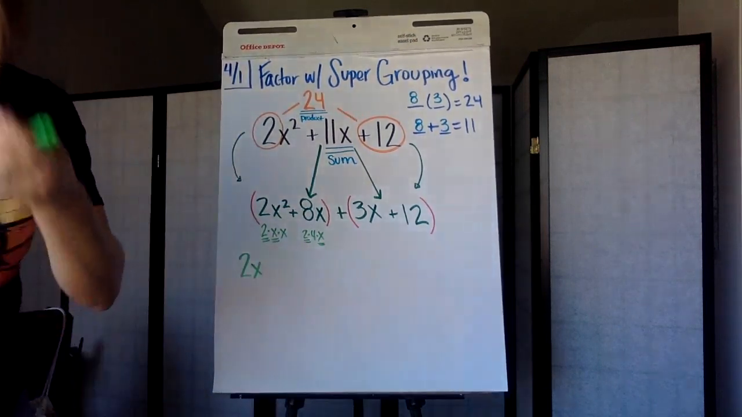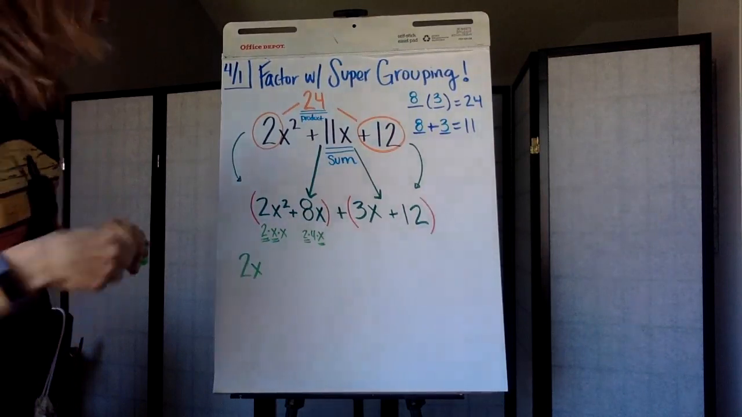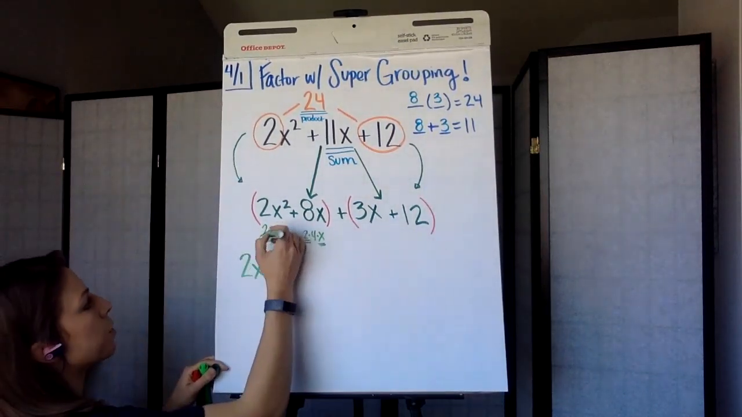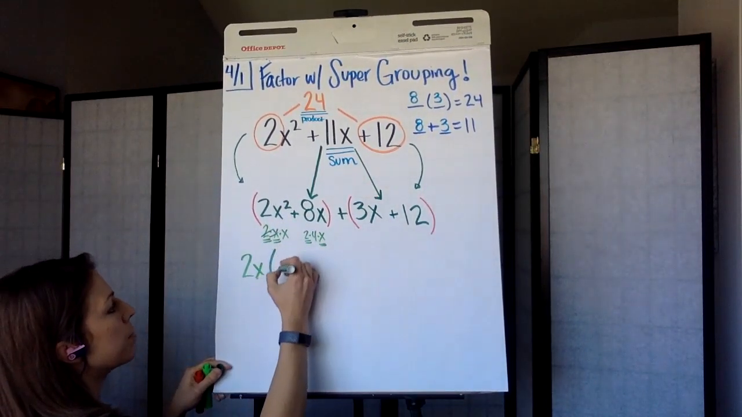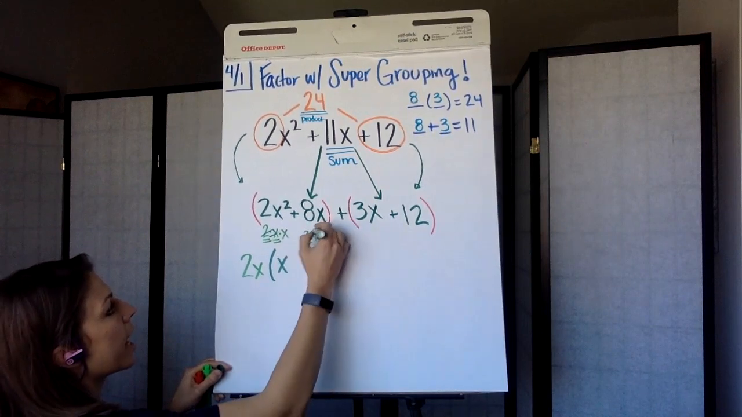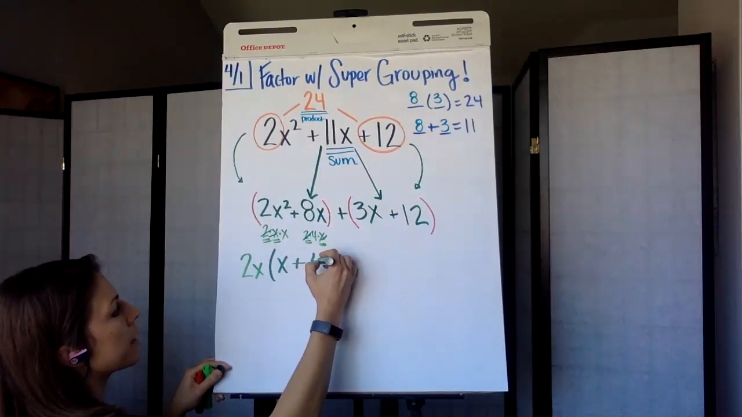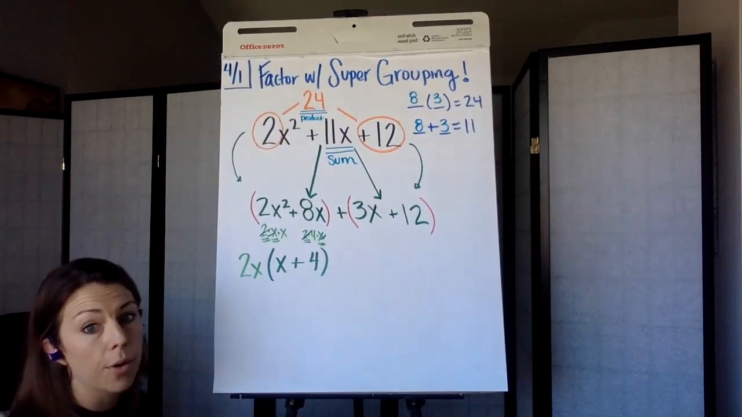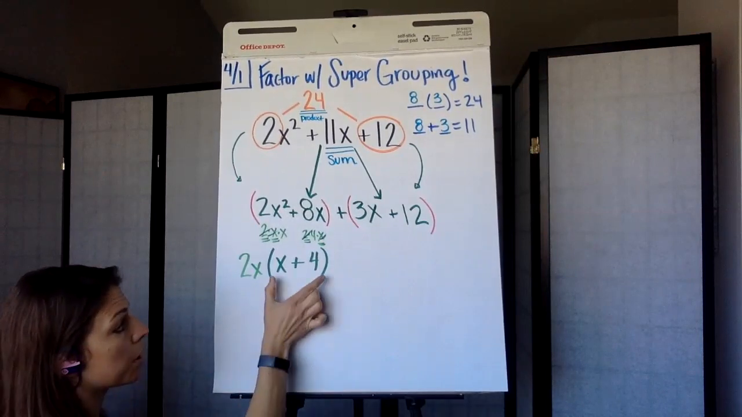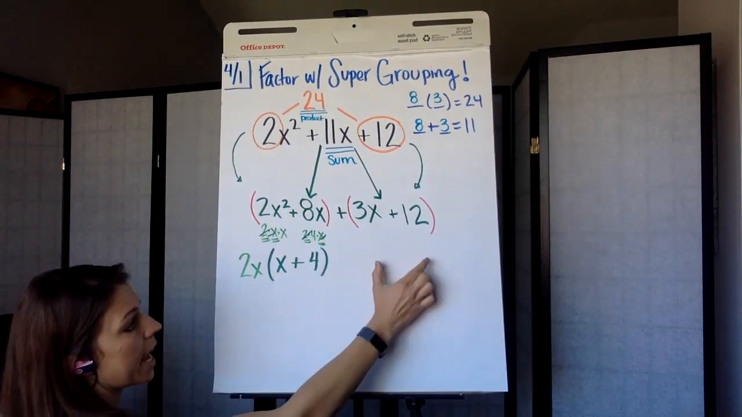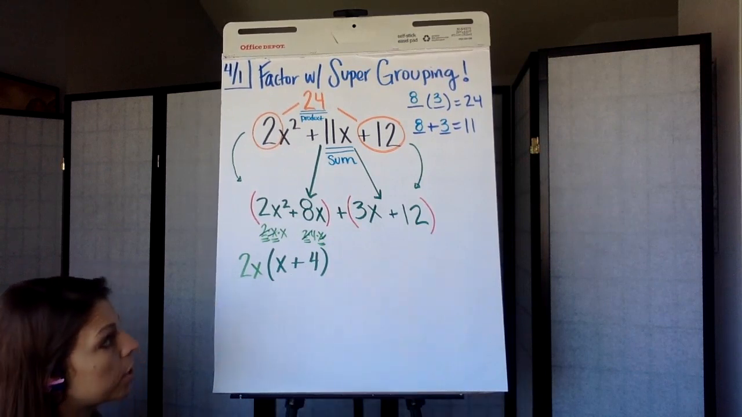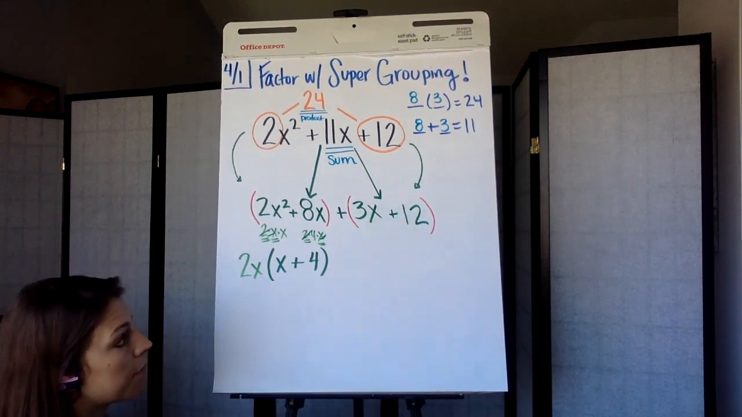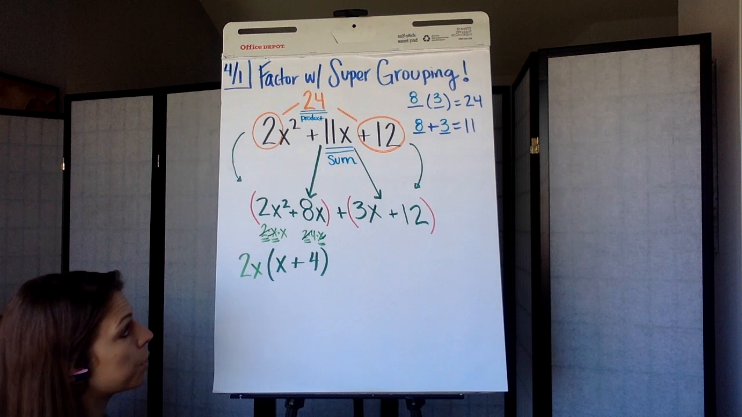What am I left with when I take out that 2x? Well, let's see. I'm left with x in the first term and positive 4 in the second term. Now again, when we do factor by grouping, we're going to look ahead. Our goal is to get x plus 4 as our second binomial. So when we're looking to factor out the GCF here, our goal is to get x plus 4.